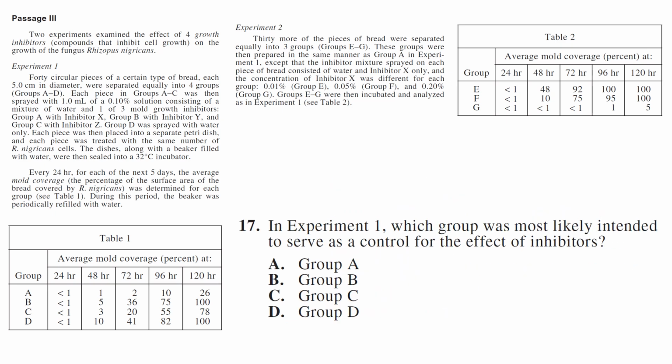In experiment 1, which group was most likely intended to serve as the control? Well, when I analyzed this, I wanted to know when they said there was an inhibitor sprayed on groups A to C, I said, well, where's D? Well, D was just sprayed with water, so water is the control. It's the thing that's unaffected by the inhibitor, so D.